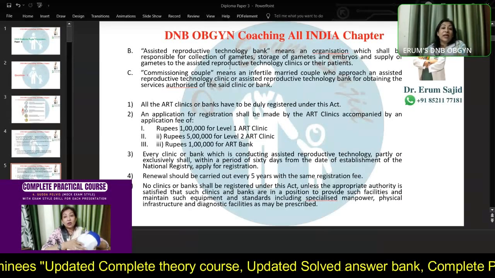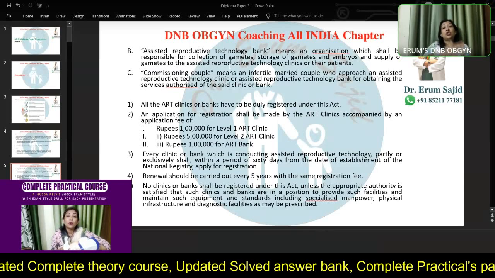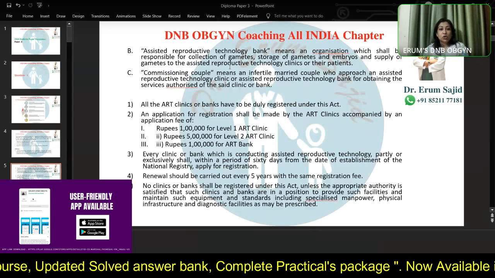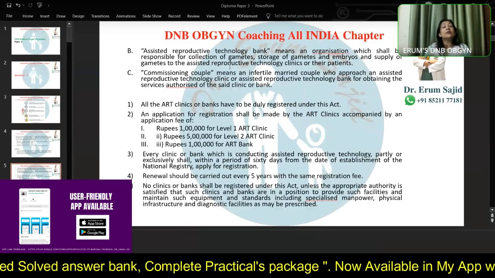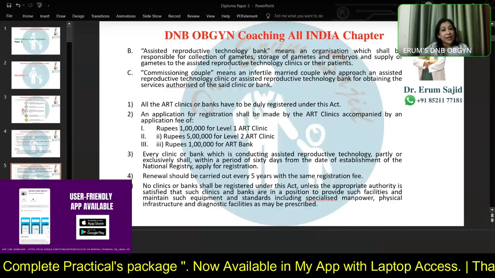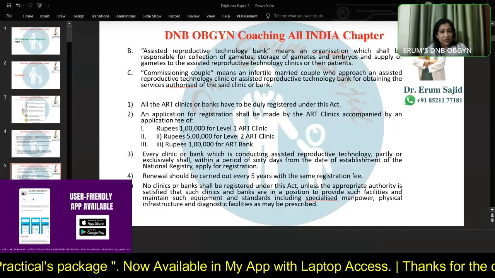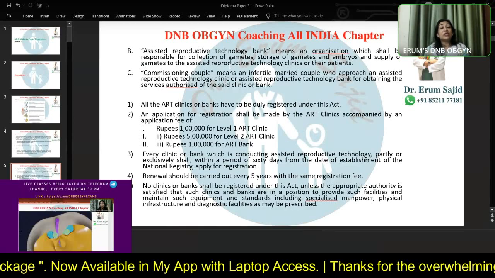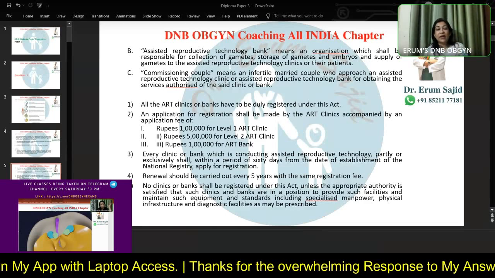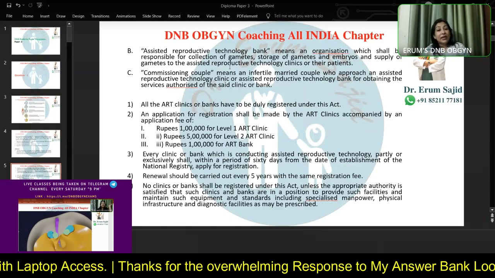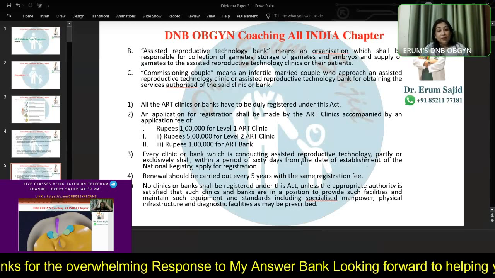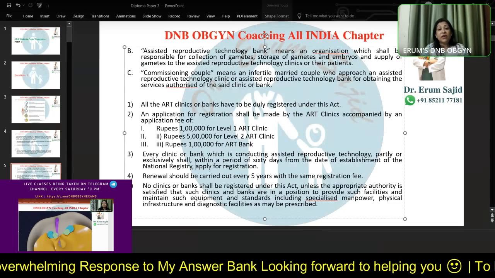Then commissioning couple means the infertile married couple who approach an assisted reproductive technology clinic for obtaining their services. They are giving you money to get ART services out of you. So first of all, ART clinics and all ART banks have to be duly registered under this act. An application for registration shall be made by the ART clinics accompanied by the application fee. If you remember this, it's fine. If you don't remember, it's also okay. Every clinic or bank which is conducting ART, within a period of 60 days from the date of establishment, should apply for registration. That's very, very important.